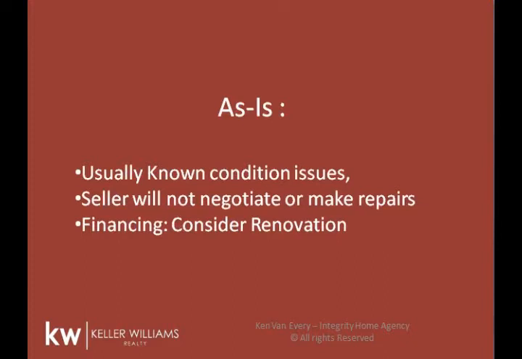As-is, again, usually there are known condition issues. The primary message in an as-is property is the seller doesn't intend to or cannot make repairs. They're not going to negotiate the repairs, and often you see that paired with inspections for buyer's information only. They're not going to negotiate any repairs based on your inspections. For financing, you really ought to consider renovation financing for as-is properties.